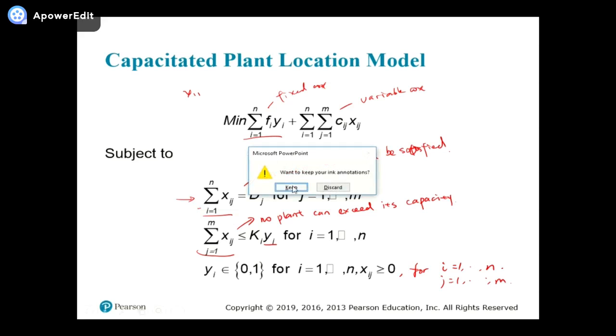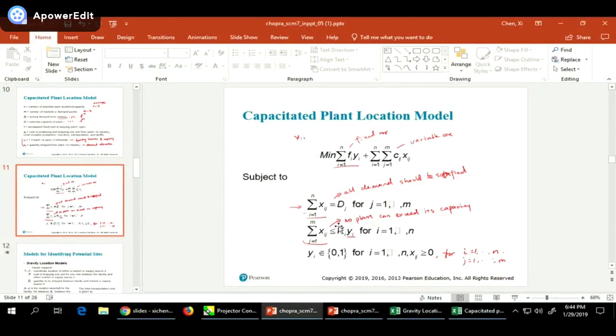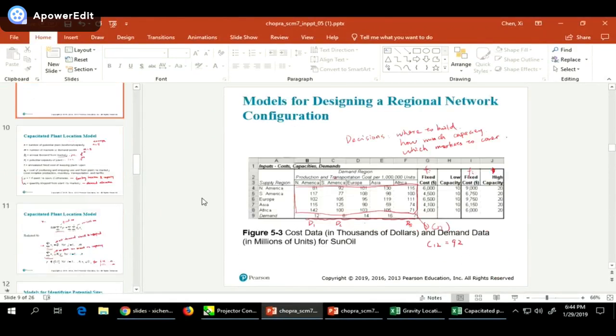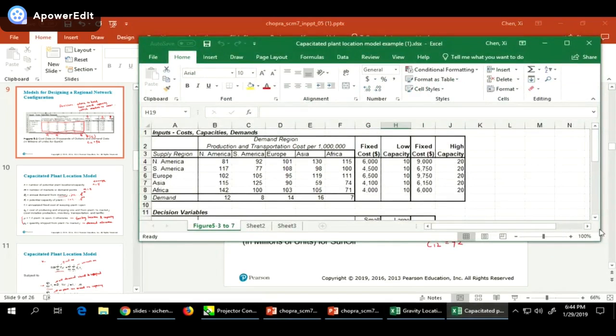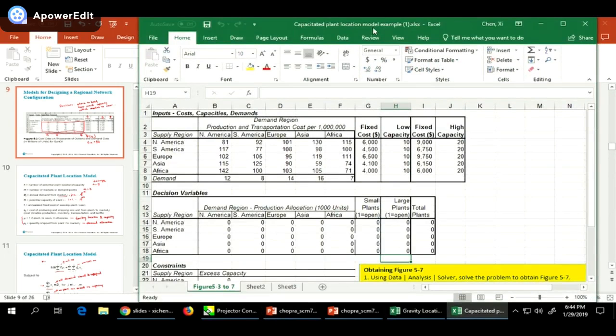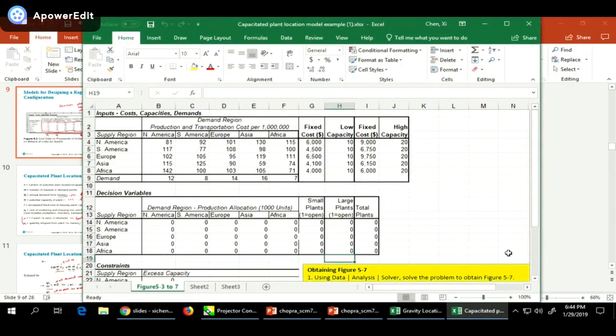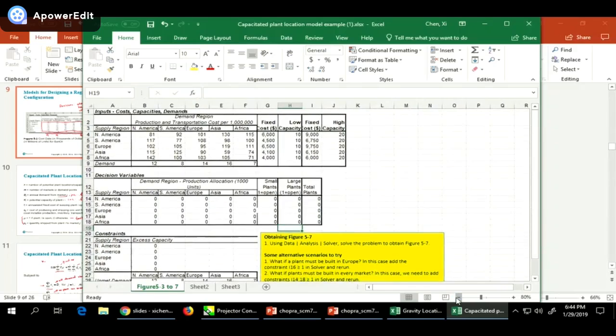Alright, so let's see, to implement this model in our Sun Oil example, we can solve this optimization in Excel using Excel Solver.